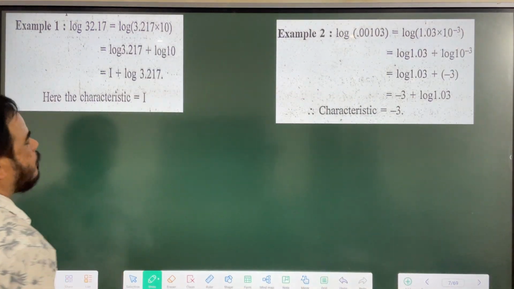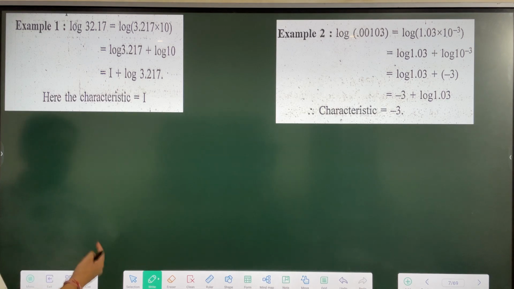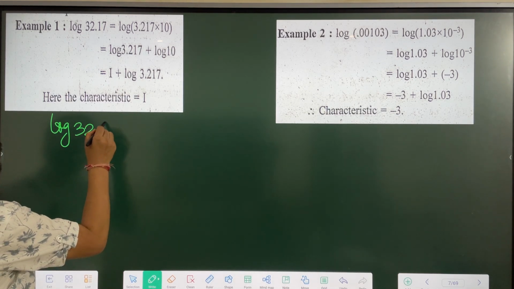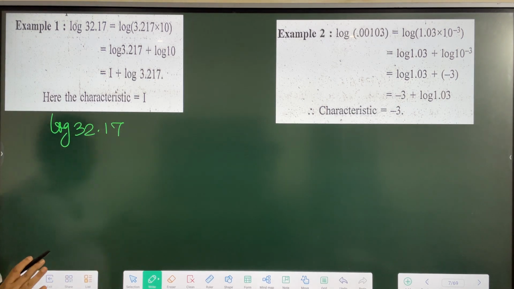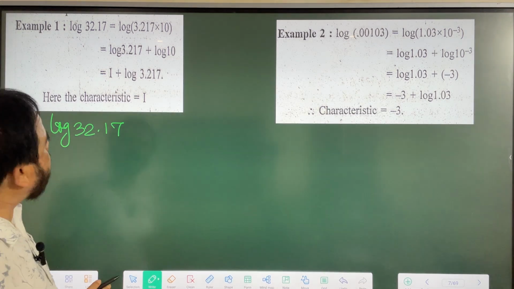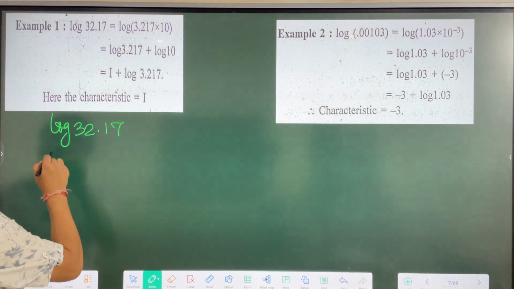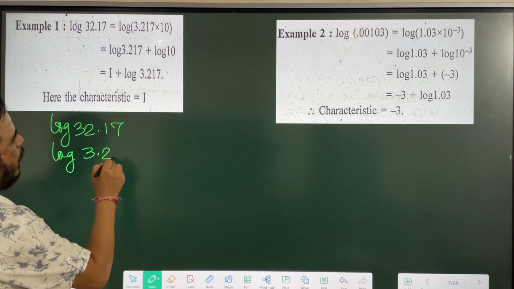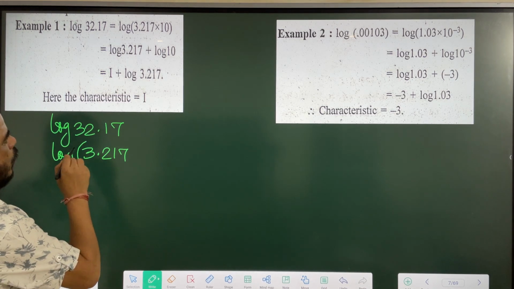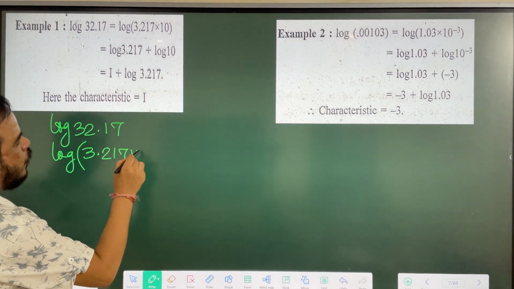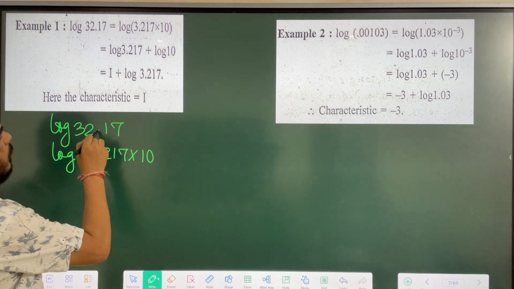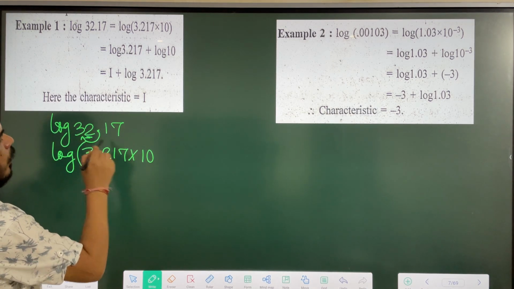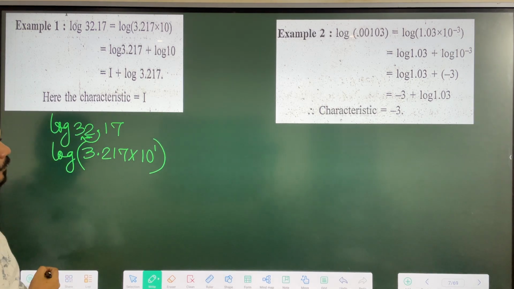Example 1. So this is very simple. Log 32.17. We have to find out the characteristic. So what will we write? Log 3.217 into 10 to the power... The decimal moved towards the left-hand side. How many places? One place. So 10 to the power 1.